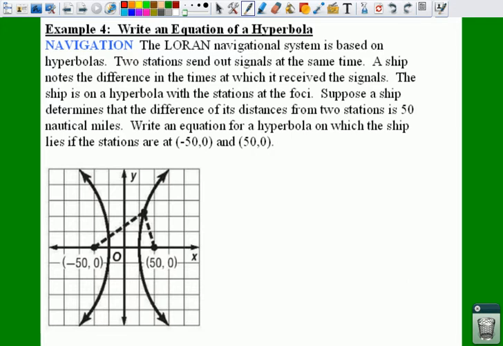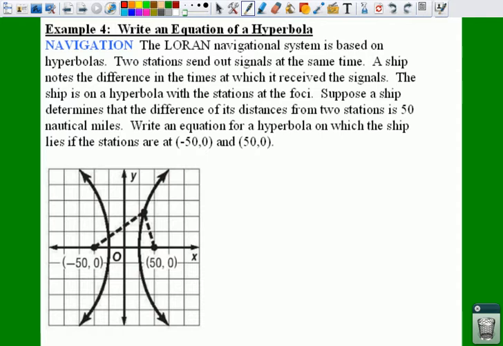Number 4 wants us to write an equation of a hyperbola. In this case, we're going to be dealing with some navigation here. The Lorentz navigational system is based upon hyperbolas. Finally, something that is actually real life with math. Here we have two stations that send out signals at the same time.